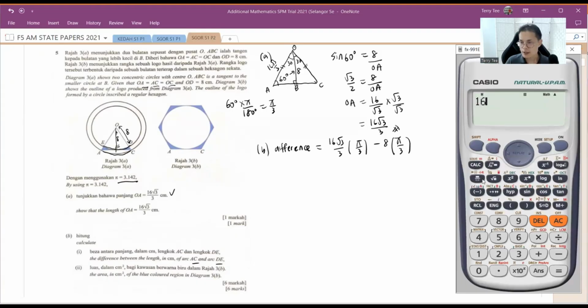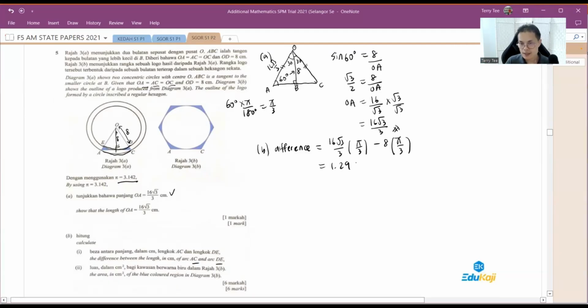So we take 16 sec 3 over 3. If you want, you can actually factorize it, minus 8. Okay, let me just factorize it. Take out, it's easier. Don't have to type so many things on the calculator. You find the difference in their length. All right, the radius. You multiply by pi, 3.142, divide by 3. 60 degrees, pi over 3. There you go. I got 1.296. Yeah, 1.296, for significant figure will do.